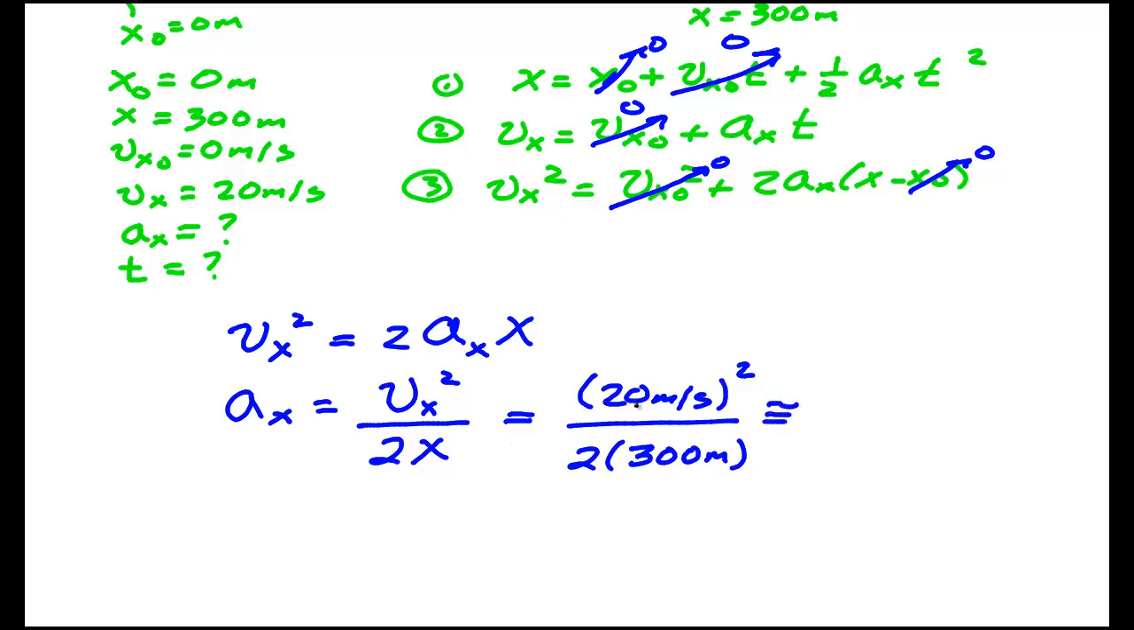On the top I got 400 over 300, that's 4/3. Divided by 2, that's 4/6. 4/6 is 2/3. 0.667 meters per second squared. Could you do that without a calculator? You should be able to.